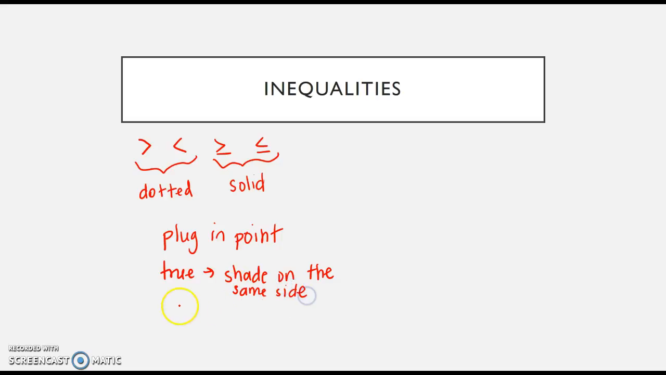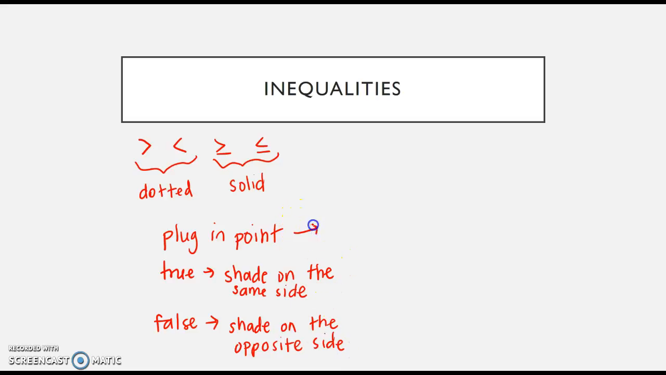If you plug in that point and it's false, if it's not a true statement, you're going to shade on the opposite side, because that means that point is not part of your solution, so everything on that same side is not your solution.